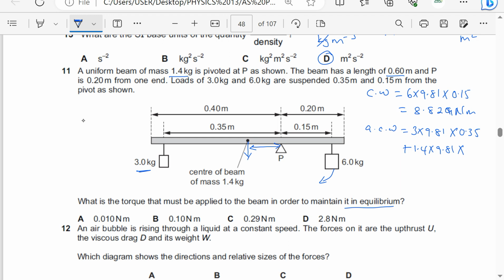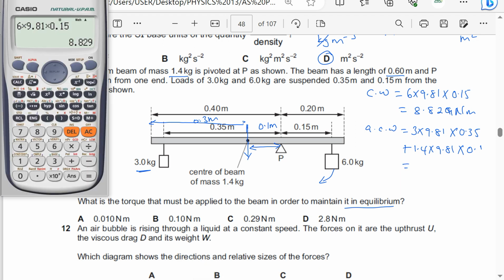So which distance is this? Remember, this was the center of the beam, and the center of the beam from the other end is 0.6 divided by 2, this is 0.3 meters. So 0.4 minus 0.3, that is 0.1. So this distance here is 0.1 meters. So this will be times 0.1 meters. So let's check this with the calculator.